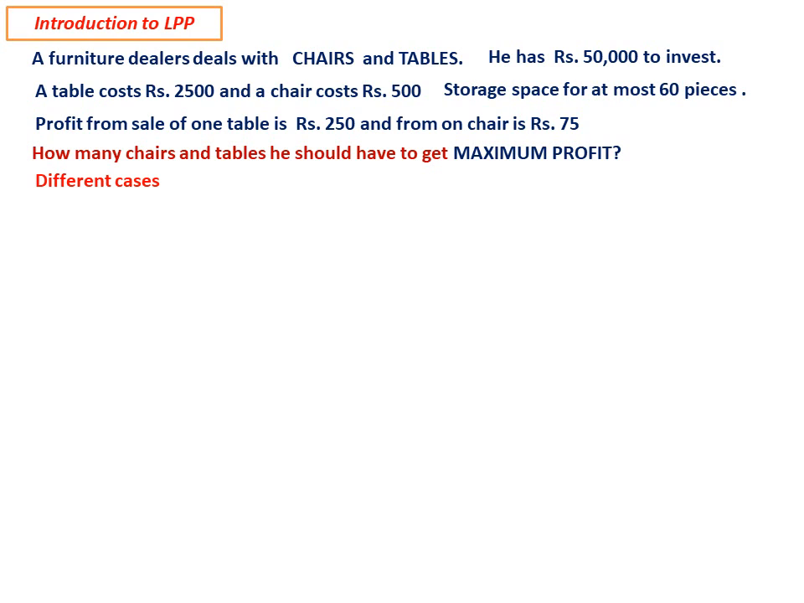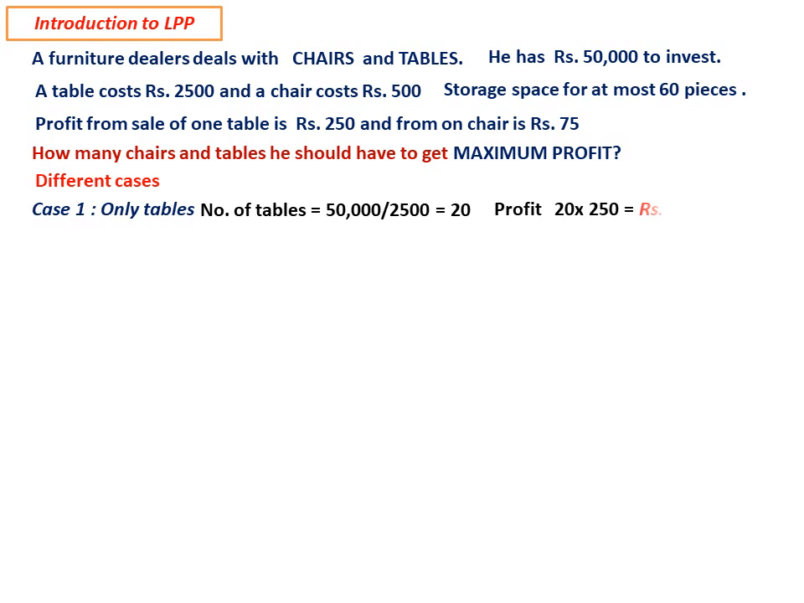Now there are different possibilities. Let us see. Say case 1 is, suppose it is extreme case, only tables he is purchasing. Let us say then number of tables which he can purchase is 50,000 rupees, that is the total amount available, and one table costs 2,500. Therefore, maximum 20 tables he can purchase. Now what is the profit with this one? So 5,000 rupees.